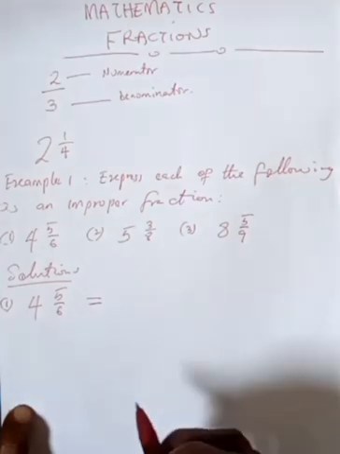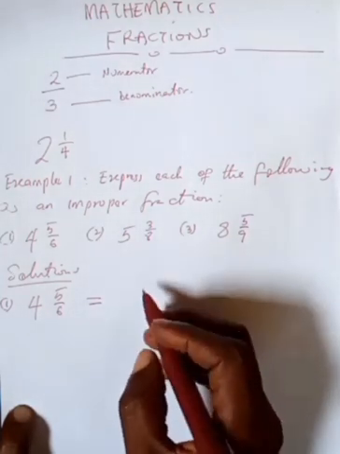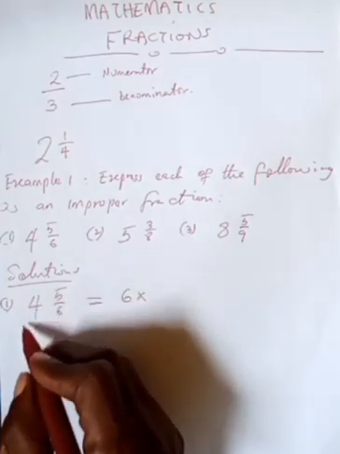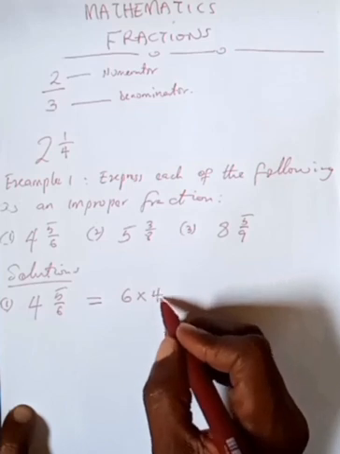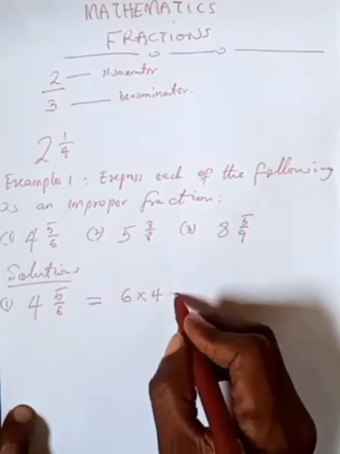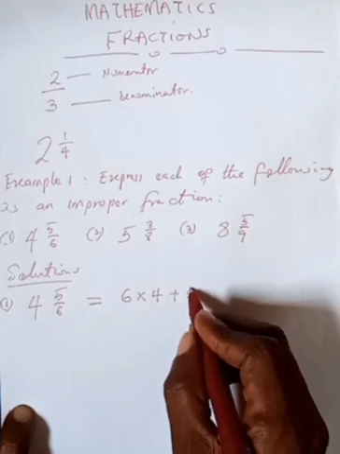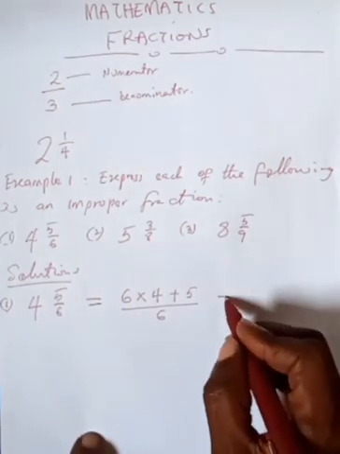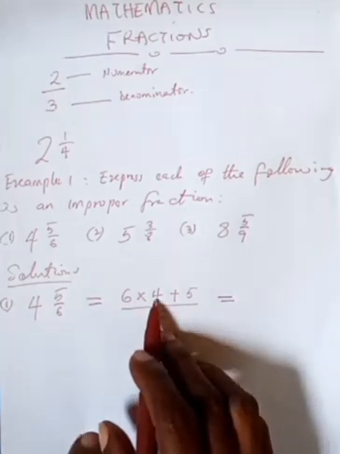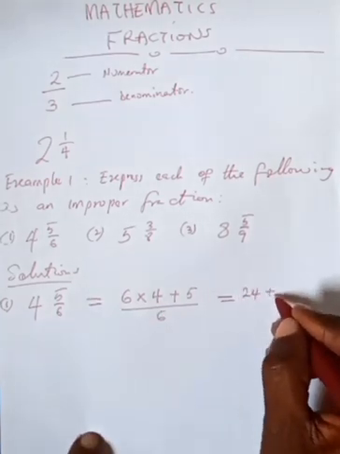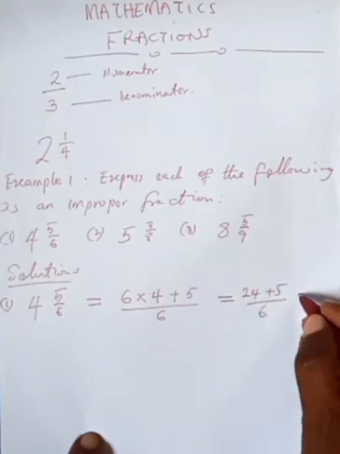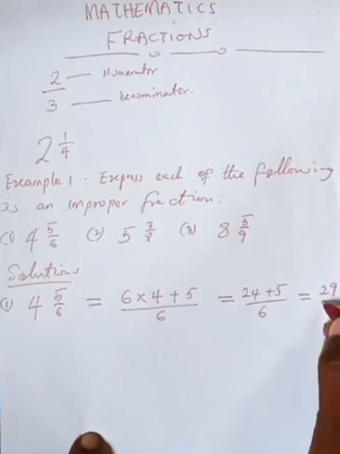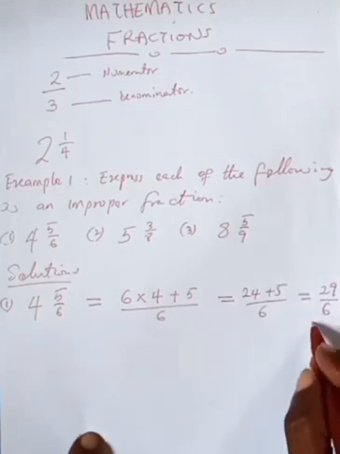So to solve this one means we are going to say that the denominator, that is 6, is multiplied by the whole part of this number, which is 4, and our result plus the numerator which we have here. Everything is now going to be over 6. So 6 times 4 gives 24, plus 5, over 6. And finally our result is 24 plus 5 gives 29 over 6, which is the answer.